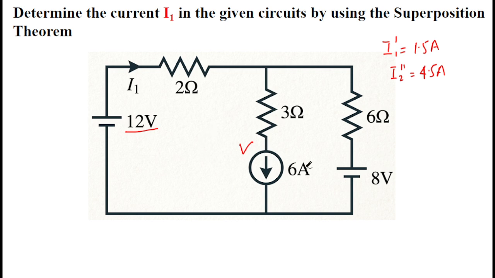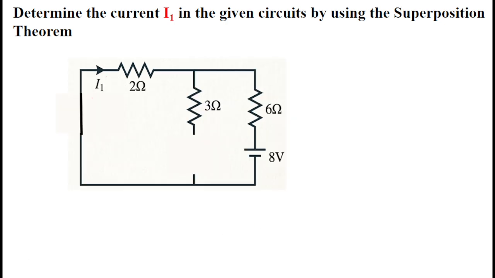Now I will consider the third source, the 8 volt source. When the 8 volt source is acting alone, the circuit will look like this. Again the resistances are connected in series, and the 3 ohm resistance does not come into the picture because it is not connected anywhere, it is a floating one. So the current I1 triple dash, due to the third source, is 8 divided by 2 plus 6, which is 8 divided by 8, equal to 1 ampere.